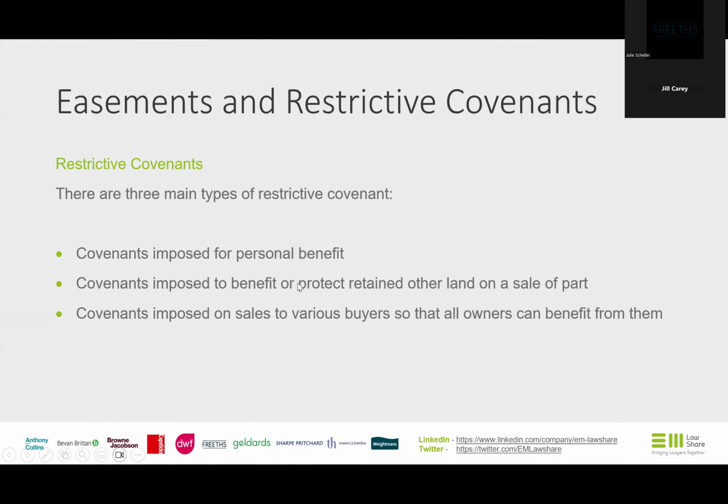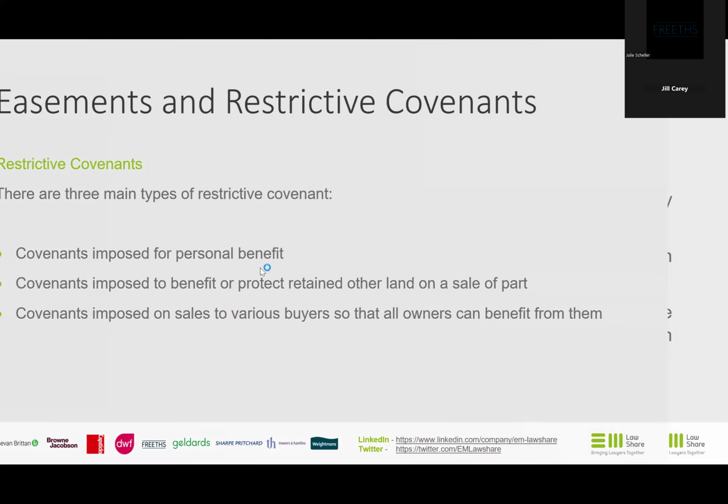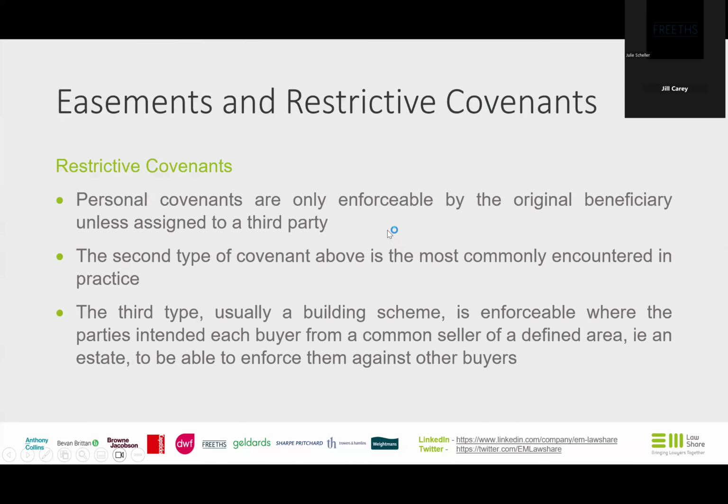The three main types of restrictive covenant: you can have them for personal benefit, which will just be a direct contract. You can have covenants to benefit or protect retained land. And you can have covenants, like a building scheme, where the covenants are imposed on the sale to everybody so that everybody can enforce them against one another. The first one is really quite quick and simple.